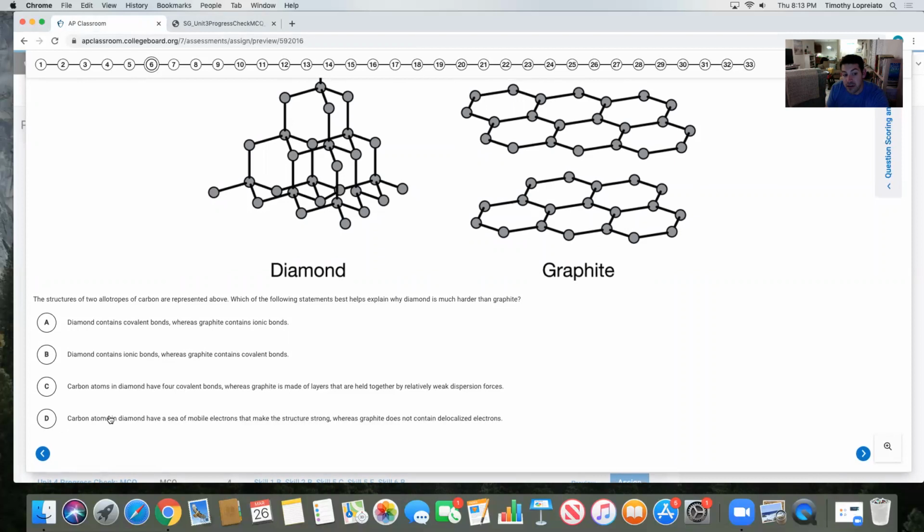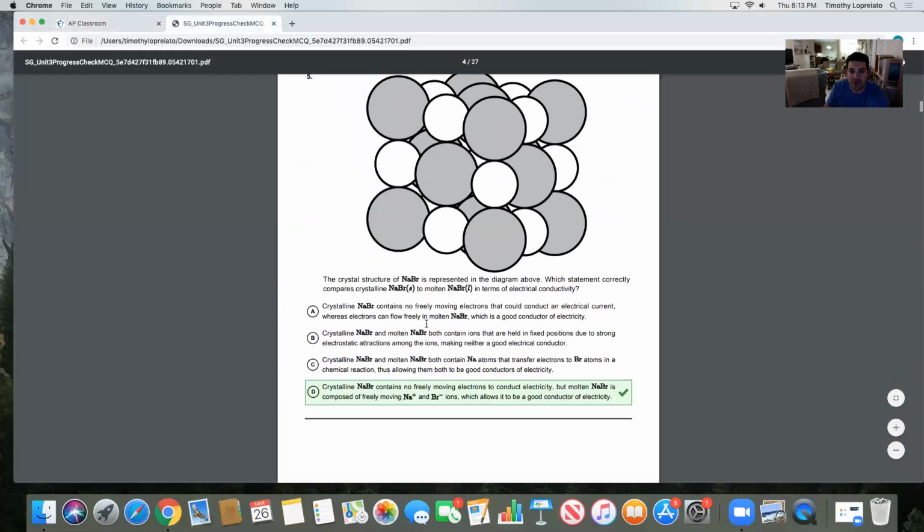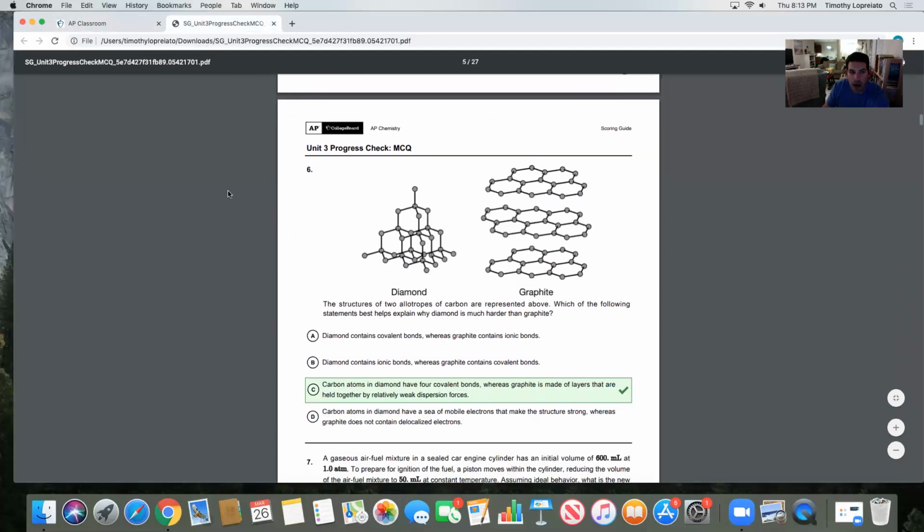Now, choice D, carbon atoms in diamond have a sea of mobile electrons. That's metallic bonding. They're really going to try to throw metallic bonding at us when we clearly have a covalent network solid. All right, it's going to be choice C. Question 6, we're looking for C as our answer. Wahoo!